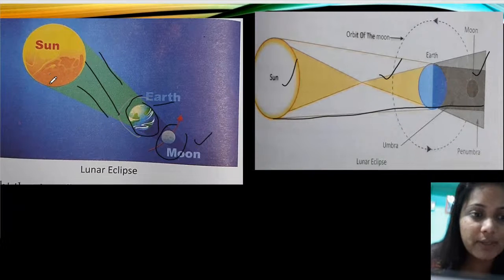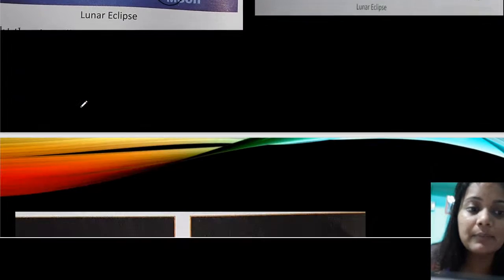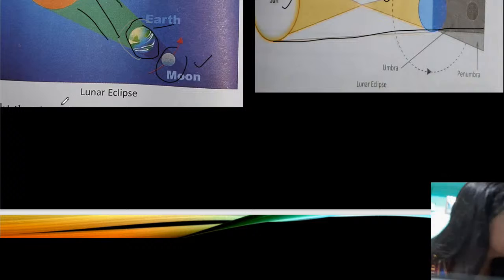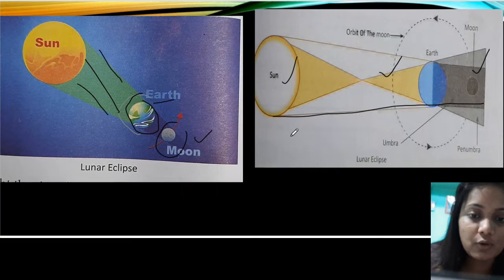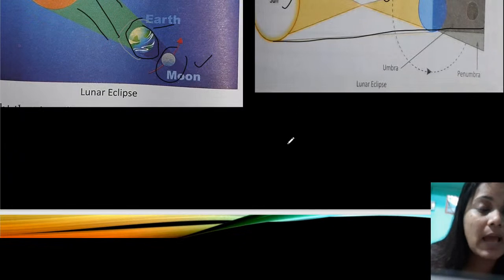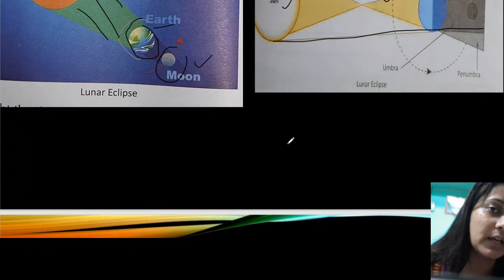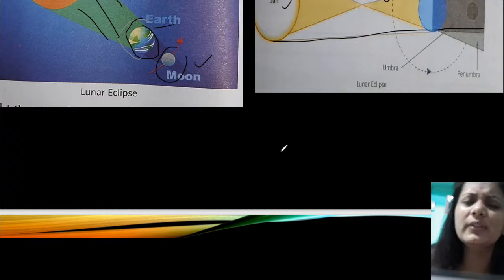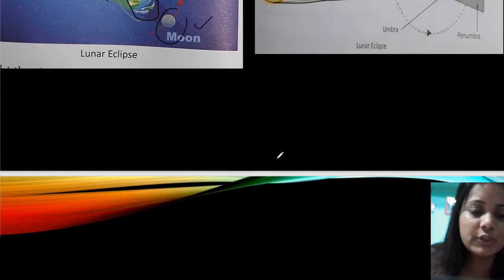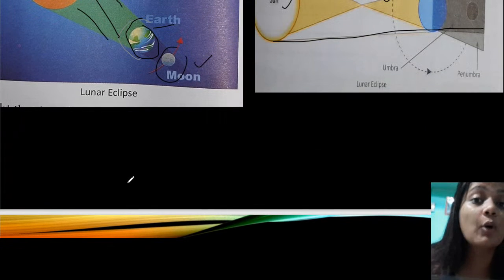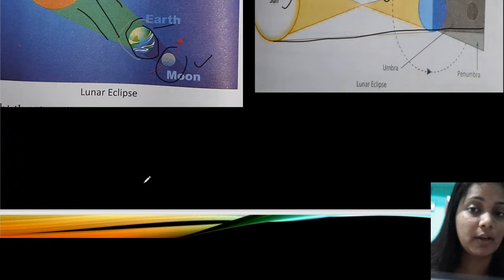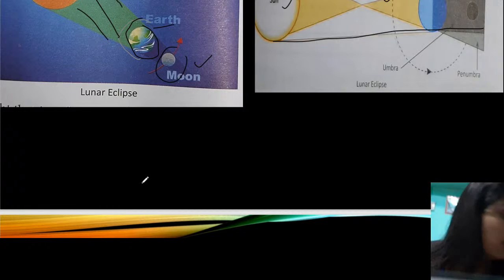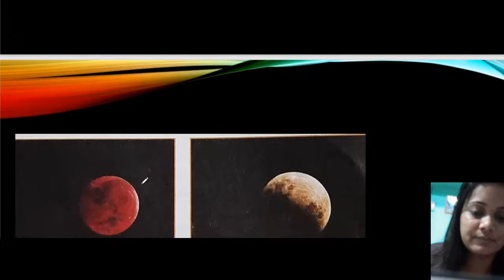So now you can see, again I'm telling you a little bit about the lunar eclipse: only the positions of the earth and the moon get interchanged, and the rest everything remains the same. The sun always remains at a fixed position. No need to get confused. And the diagram of both solar eclipse and lunar eclipse is very, very important, so you need to go through the diagram.